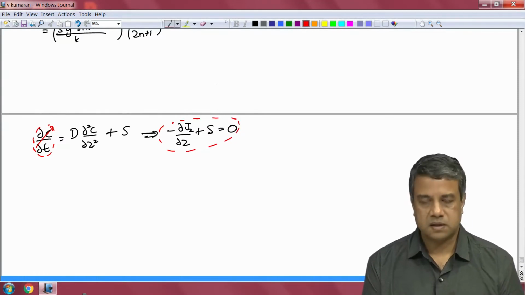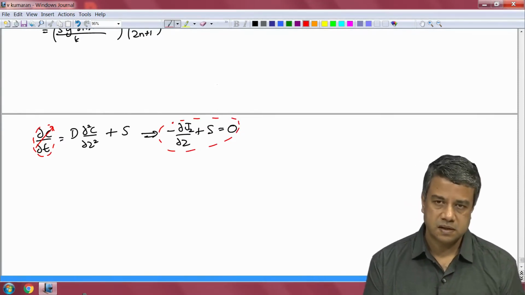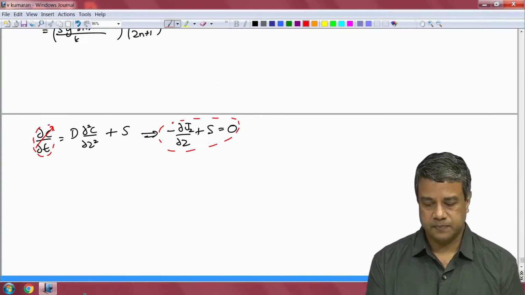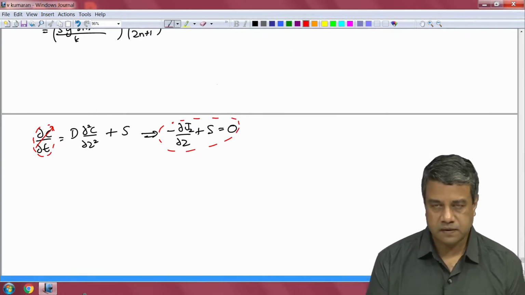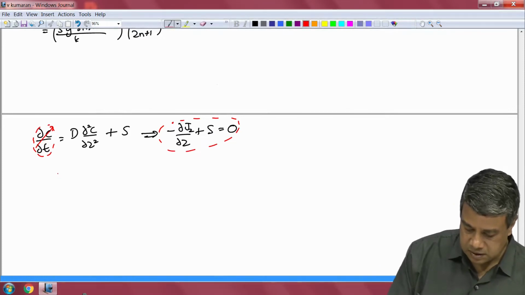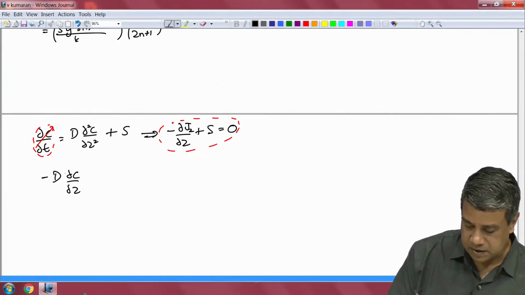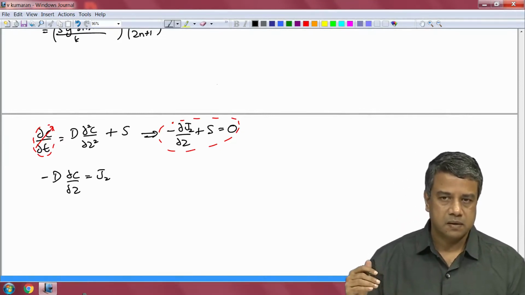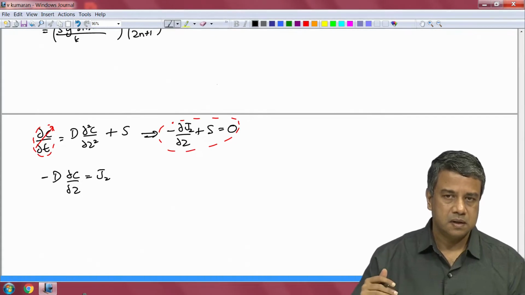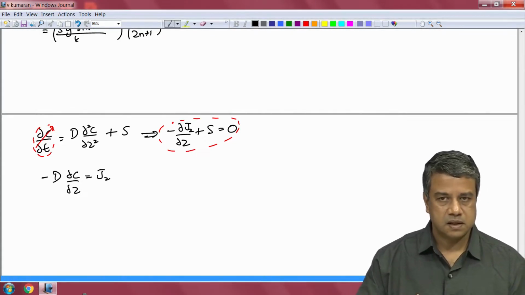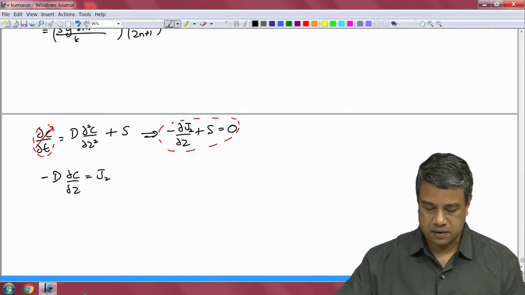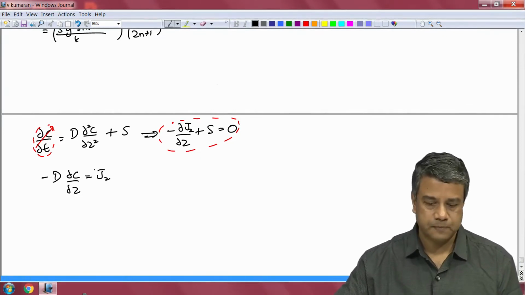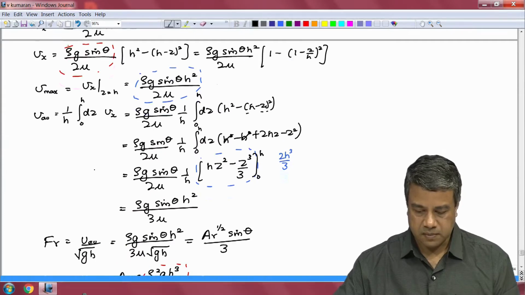If the source is a constant, the flux, or the stress, is a linear function of position. And from that, from the constitutive relation, for example minus D partial C by partial z is equal to J, I can then evaluate what is the concentration field. So when you have a prescribed source, you can calculate first the flux and then use the constitutive relation to calculate the velocity or the concentration. We saw that for a couple of examples.